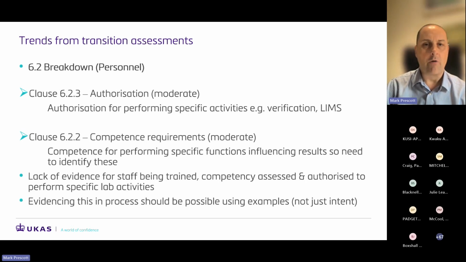So we're looking for people who have authorization to do verifications, as I mentioned, and authorization to be involved with the LIMS system and making updates to that. Linked in with this one is clause 6.2.2, which is competency requirements, another moderate change, although of course we are all very familiar with competency assessments and the requirements there. The standard now talks about competence for performing specific functions which influence results. So it's really around laboratories identifying what are these areas that have changed. Are there specific areas where we've not done a competency assessment before, but actually they do influence results? And this does fit in with the above, the one about verification and the LIMS.